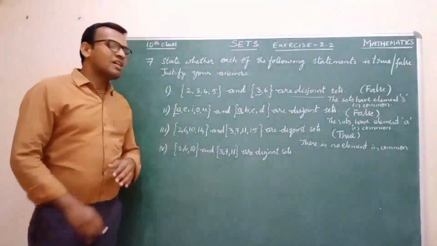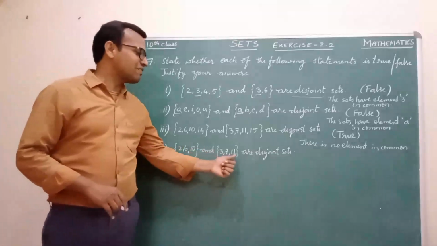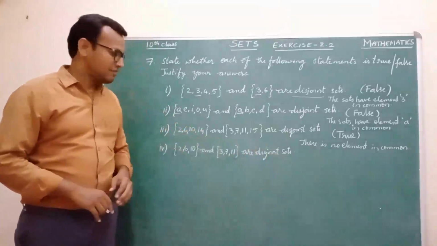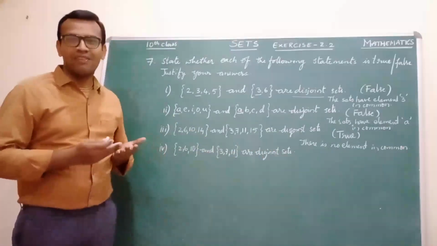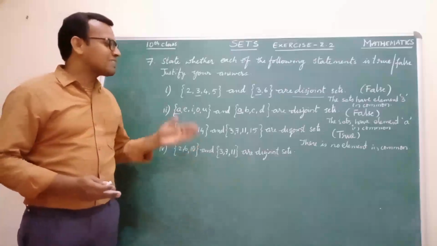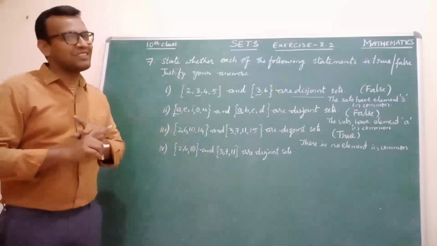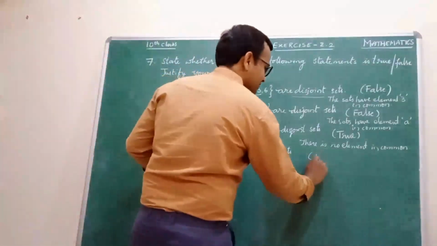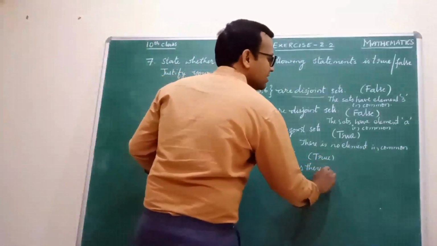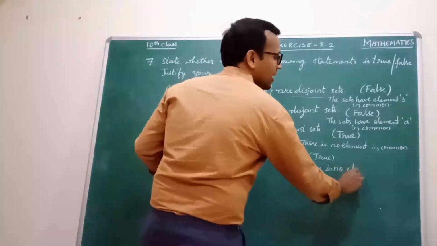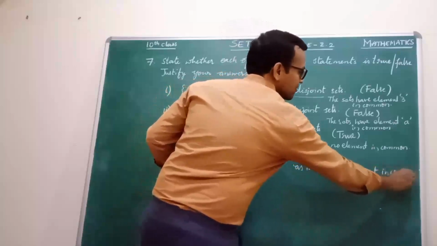Right. Now the last one, the fourth one. Set of 2, 6, 10 and set of 3, 7, 11 are disjoint. 2, 6, 10, 3, 7, 11. Yes, there is no element in common. That means even this statement is also true. True as there is no element in common. Right.